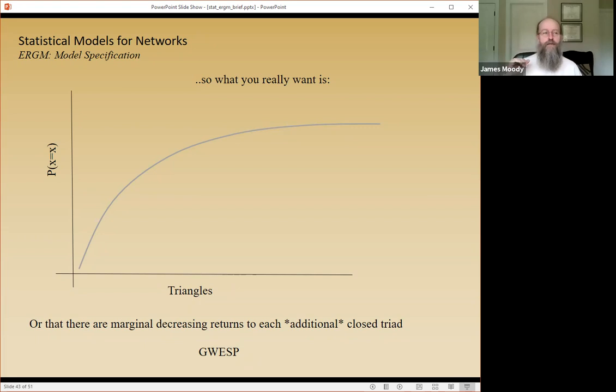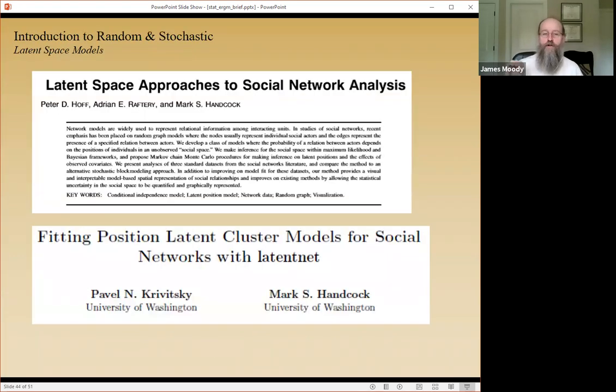And so it ends up being the case that this thing eases into a level at which we don't want everybody connected to everyone else. We want some portion of them connected to everyone else. And this is what the GWESP term does for us. The geometrically weighted part of the edgewise shared partners is telling us that the marginal return to each additional triad diminishes as we get more and more of them. All right, that was the world's fastest introduction to these models.